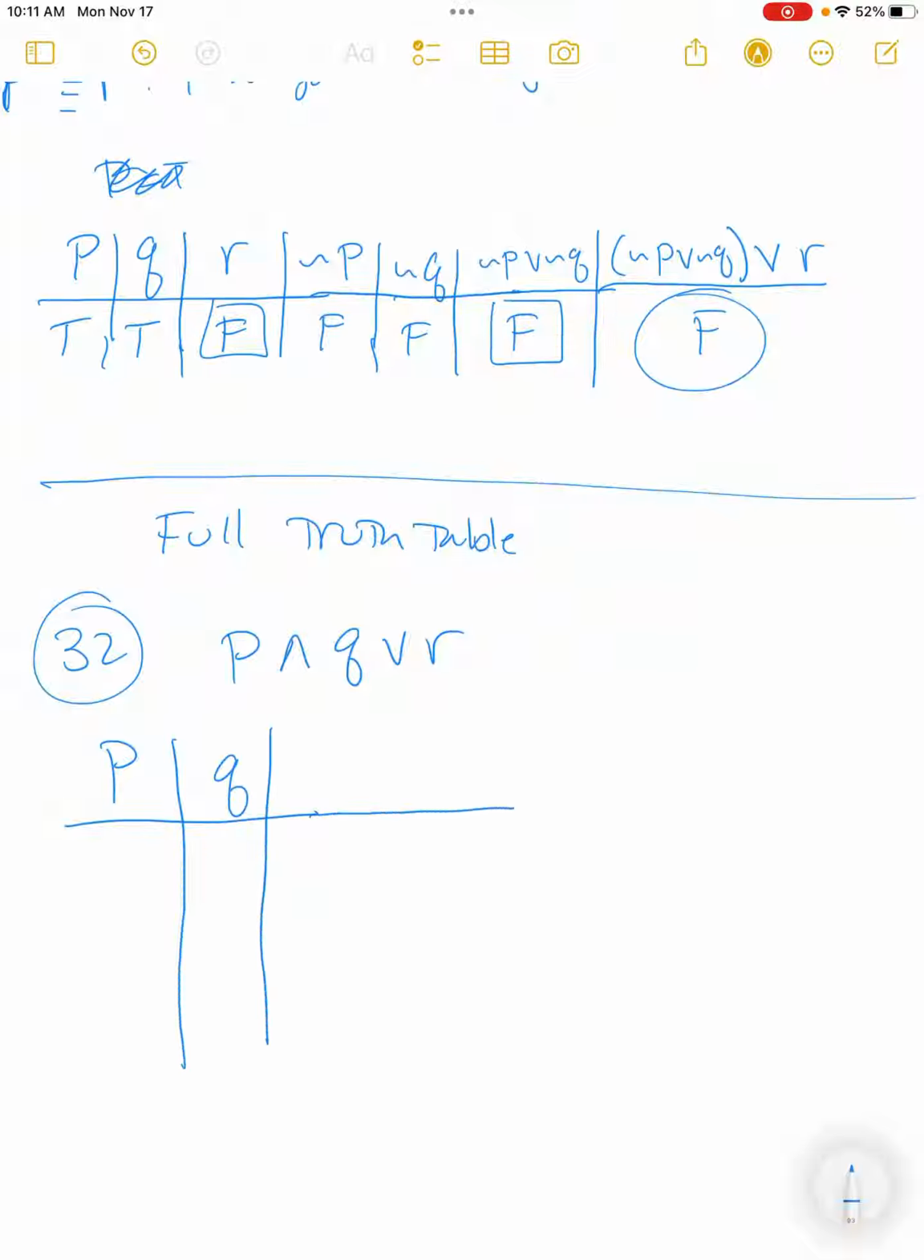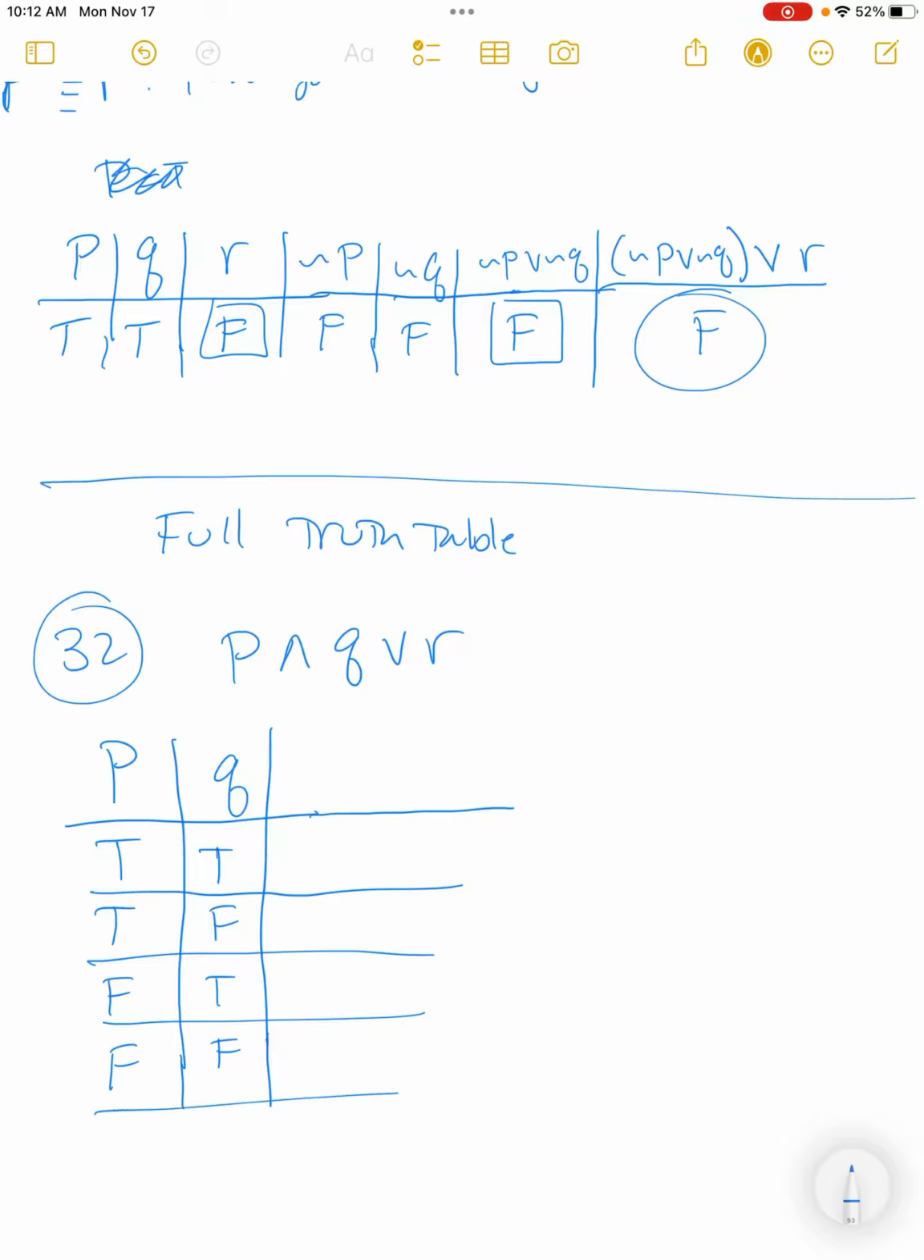Whenever you have to do a full truth table, you need to exhaust all possibilities for P and Q being true or false and how that would match up. So again, the way to do that is true, true, false, false for the P, and then true, false for the Q. That makes sure that every combination is hit. You saw this in your probability.